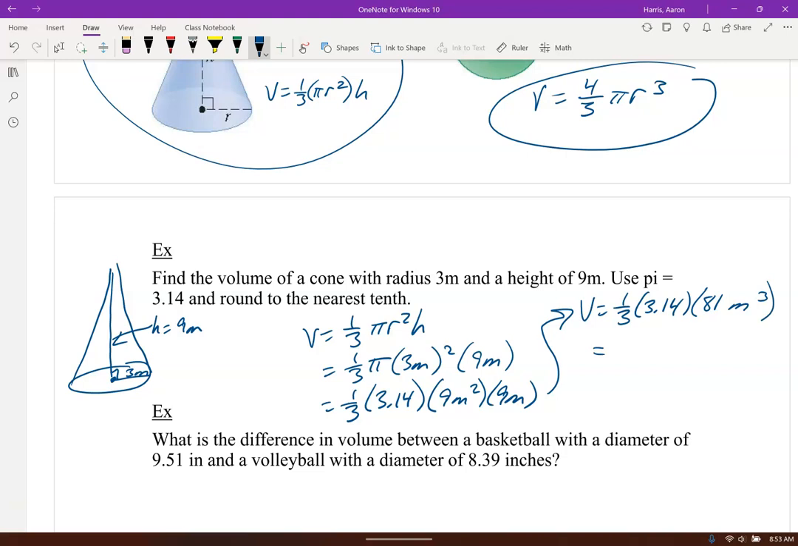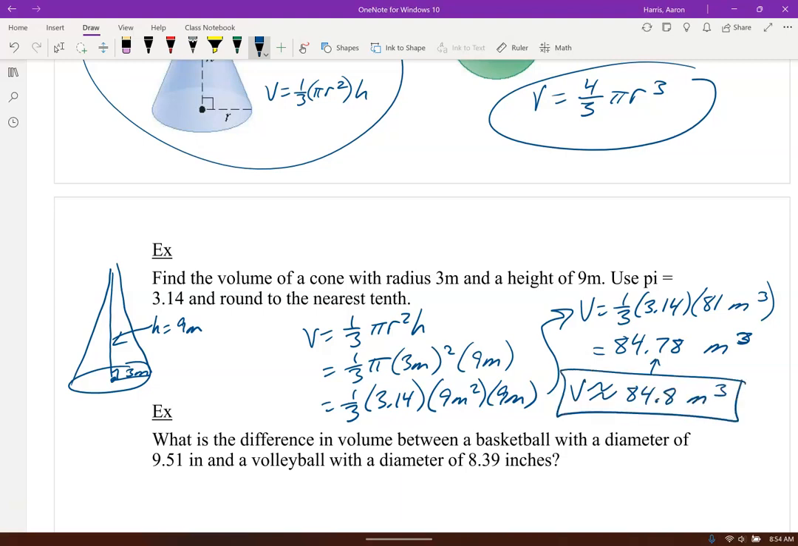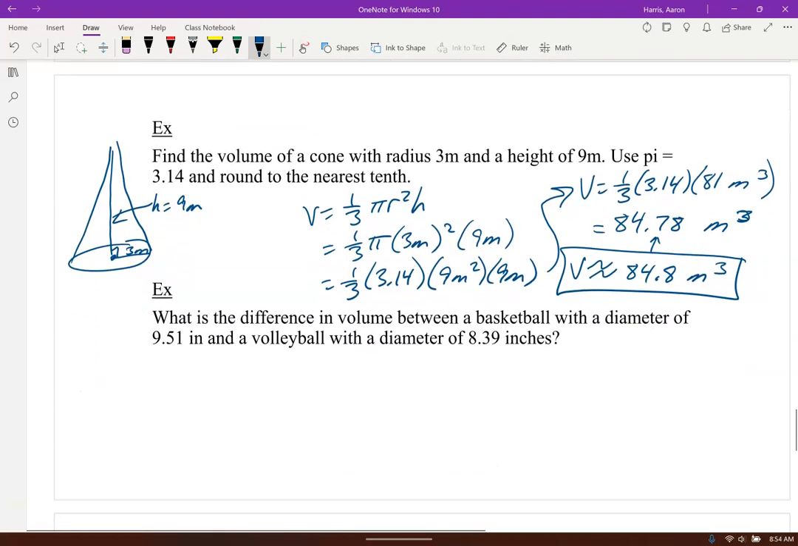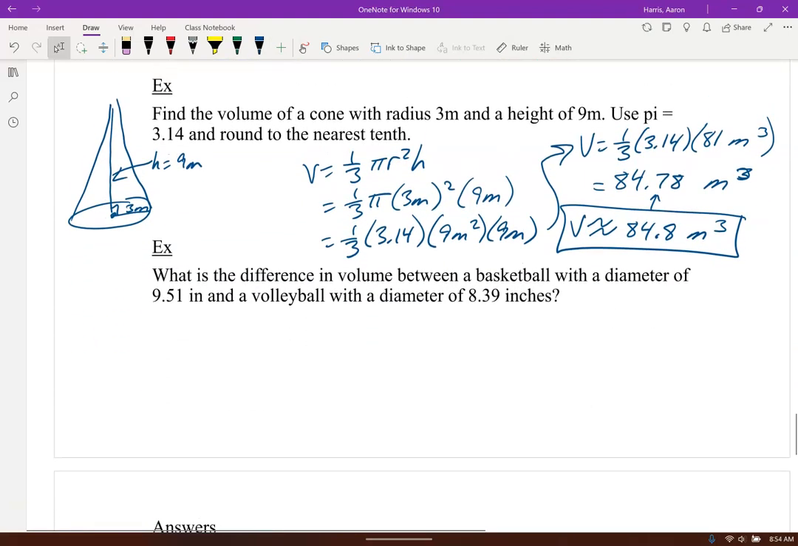So now I'm going to go 81 divided by 3 gives me 27. And then 27 times that 3.14 gives me 84.78 cubic meters. Now we want to round to the nearest tenth. So 84.8 will be the volume of that cone.